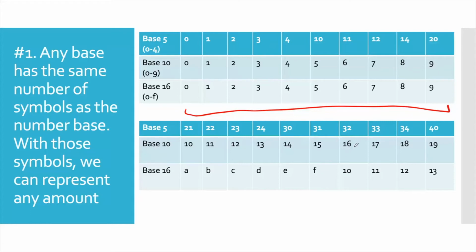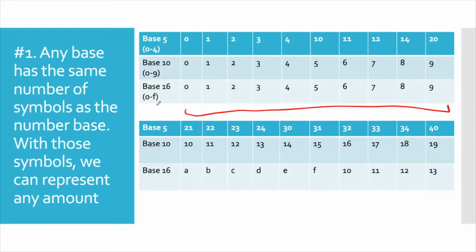Once we reach the value of 16 in base 16, we have to start reusing our available symbols. So the value of 16 in base 16 is represented with the symbols 1 and 0. A value of 17 in base 16 is represented with the symbols 1 and 1. With those 16 symbols, both comprising themselves of letters and numbers, we can represent infinitely many values in base 16.